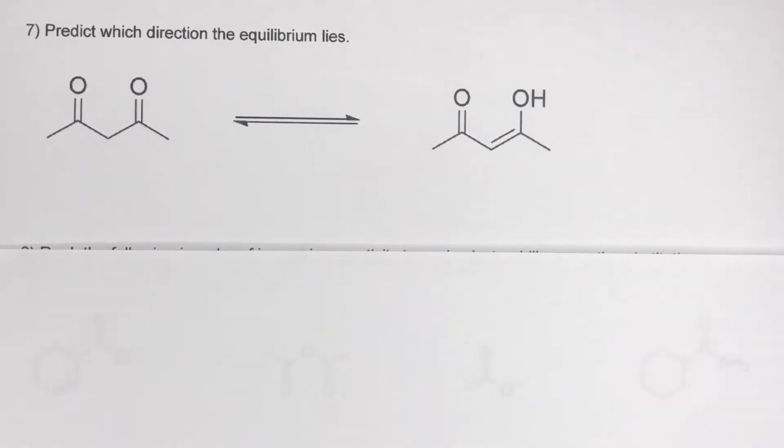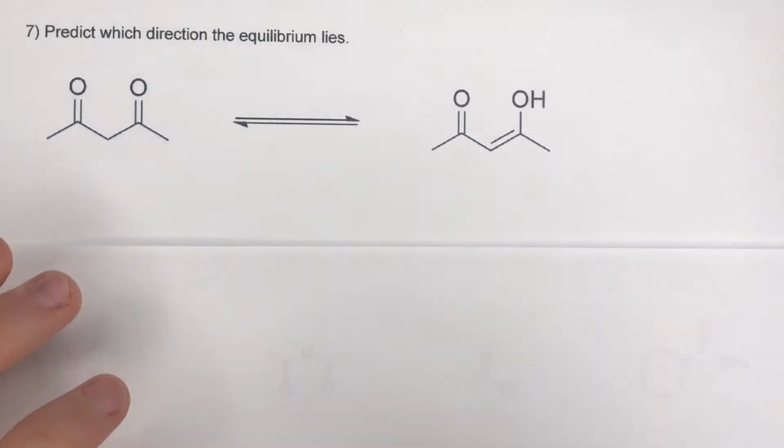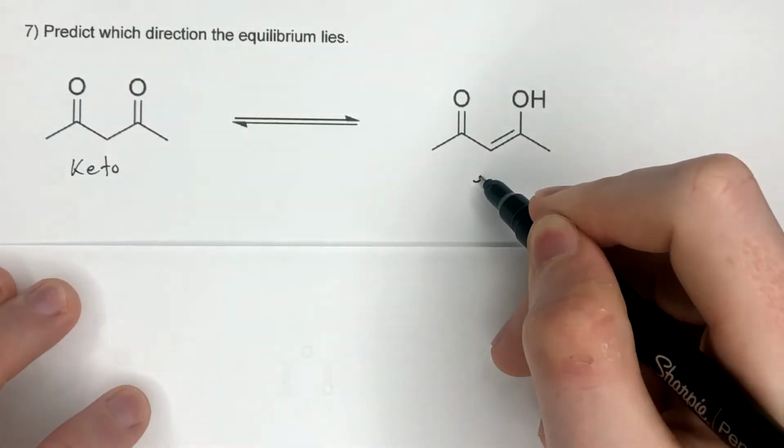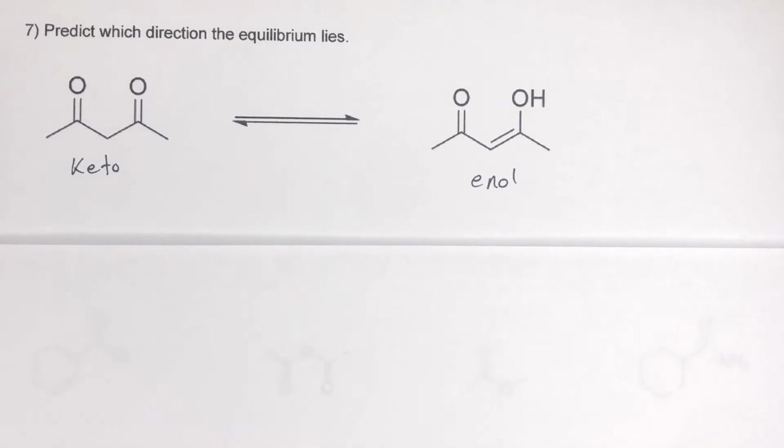All right, here we have our next question. We were asked to predict which direction the equilibrium lies. So this is a typical keto-enol tautomerization. And in general, in keto-enol tautomerization, the keto form is going to predominate because of the added stability of the carbon-oxygen double bond compared to the carbon-carbon double bond. But sometimes there are special factors that stabilize the enol.